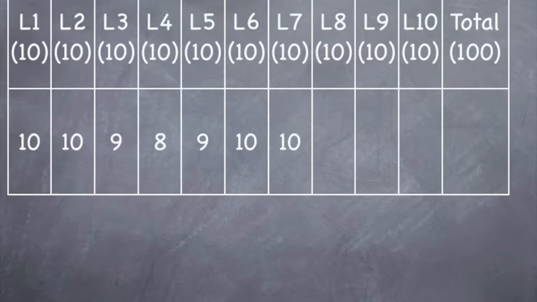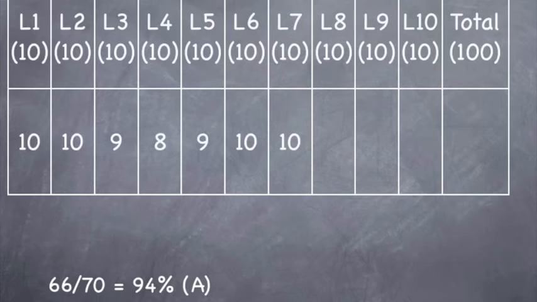Now, let's say after 7 lessons, you want to know which grade you have. These are your grades for the first 7 lessons. It's pretty obvious this student is doing very well. And you're like, well, how many points is that? This is 66 total points. And how many points are possible in 7 lessons? There's 70. So I have a 94. That's an A, right, Professor?